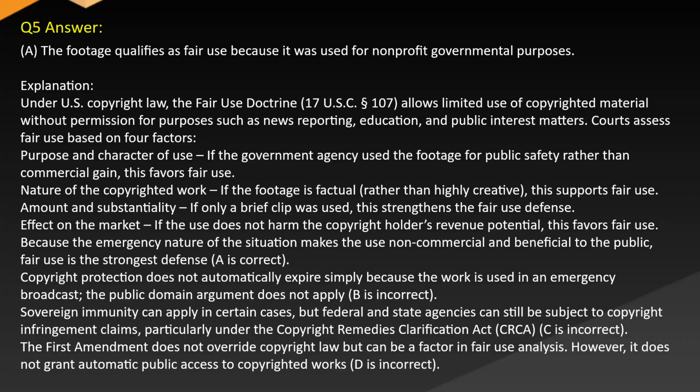Copyright protection does not automatically expire simply because the work is used. Emergency broadcast. If the public domain argument does not apply, B is incorrect. Sovereign immunity can apply in certain cases, but federal and state agencies can still be subject to copyright infringement claims, particularly under the Copyright Remedies Clarification Act, or CRCA.